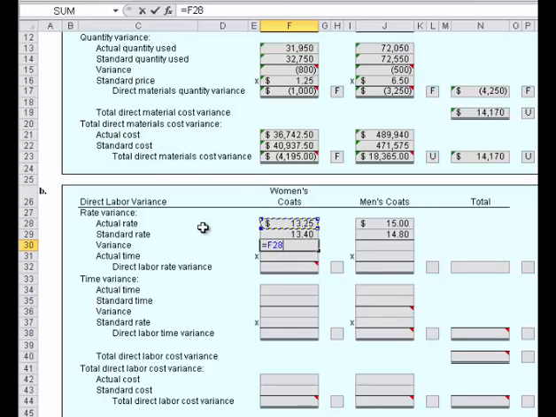So we have variance now, and I could copy from above, but I'll just do it this way. We take the $13.25 actual less the standard, and since actual was less than standard, we're showing favorable as negative. Copy this over here. We're 20 cents unfavorable in terms of men's coats.